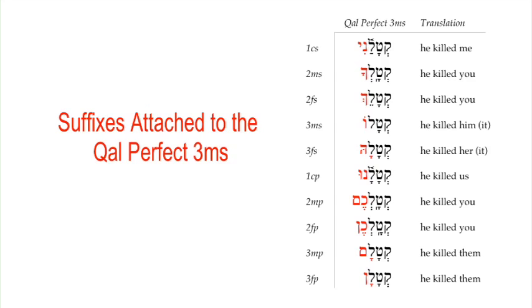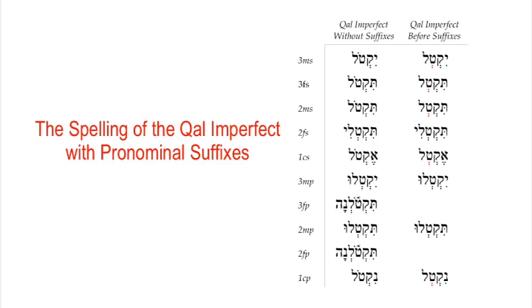All right? Now, once you become familiar with the spelling changes and the fact that you already know the pronominal suffixes, identification of these forms in context shouldn't provide too much difficulty. At first, it will be a little bit uncomfortable, but the more you progress in the language, the easier this will become. Now that we've looked at the Qal perfect with pronominal suffixes, let's move to the Qal imperfect with pronominal suffixes. Look at your screens with me.